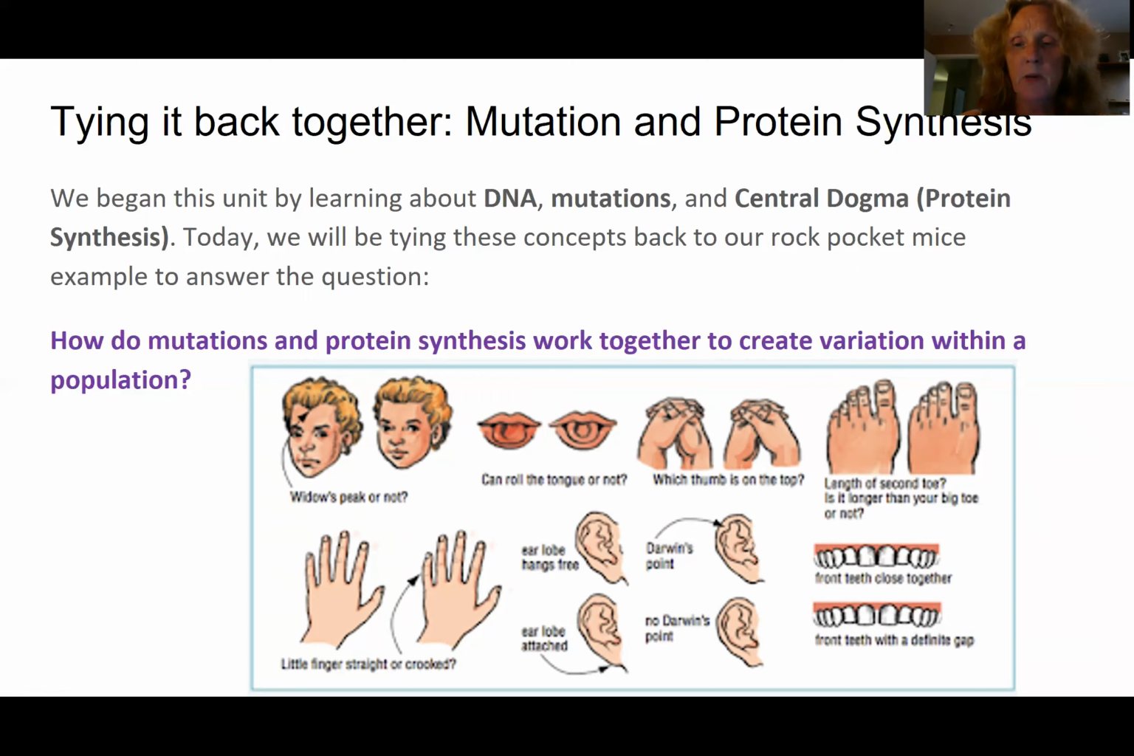I'm not too sure what that one is. Your length of your second toe, okay? So they're asking how long that toe is. Is it longer than your big toe or shorter? I'll look at mine real quick there. Mine is shorter. Your little finger is straight or crooked, and looks to me like it's pretty straight. Earlobes, we already know mine are attached, okay? The front teeth close together, yeah, mine are close together, okay.